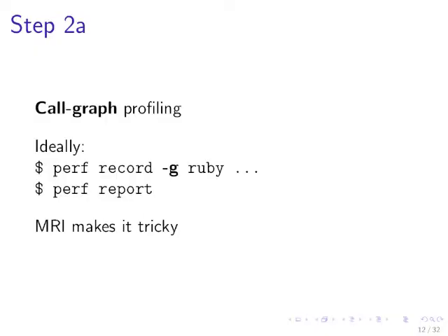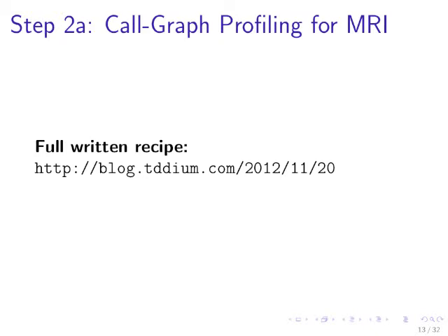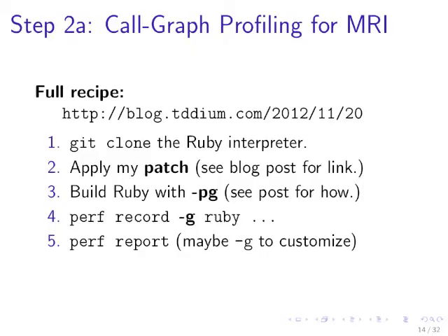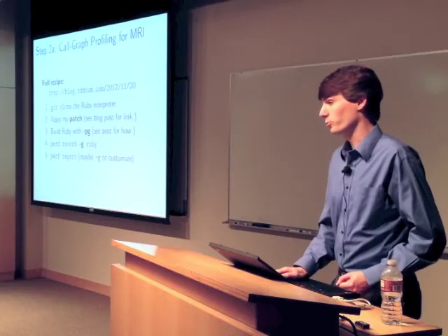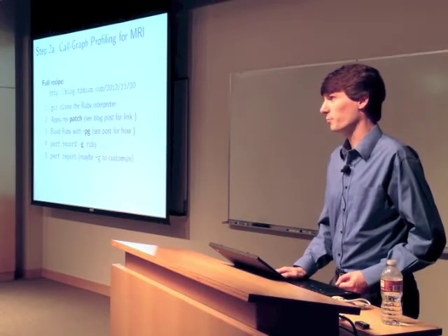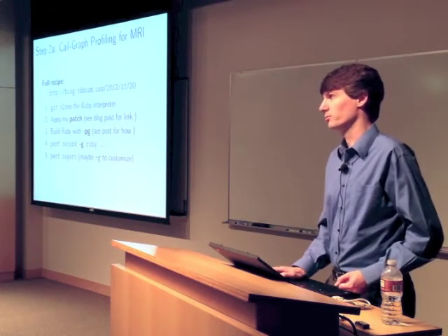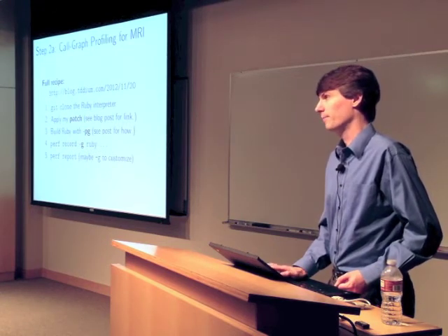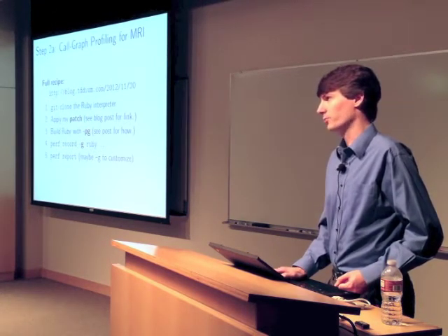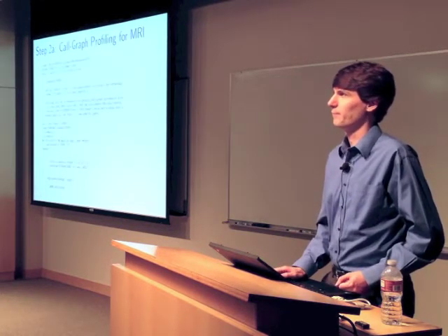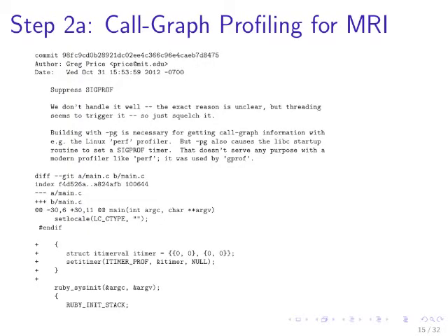It makes it tricky. The recipe is kind of complicated at the end. So to save you taking notes, it's already on the web, in a blog post that I put up a little while ago. Here's a summary. You have to clone the Ruby interpreter, apply my patch, which is there so that step 3 doesn't make the interpreter not work, and then add a flag to the build, and then you get to do perf record -g, which is easy, and perf report. And here's that patch. You don't really want to know what this is.